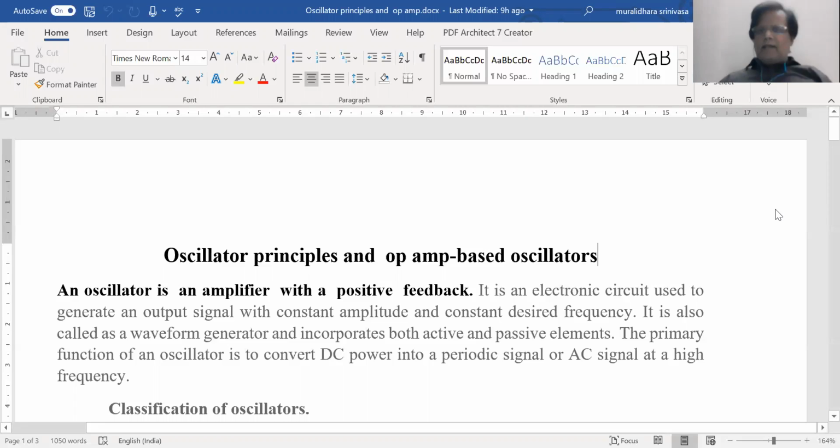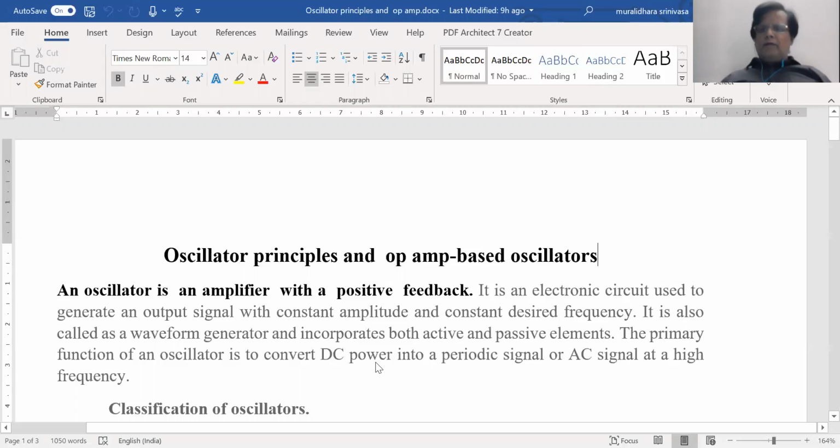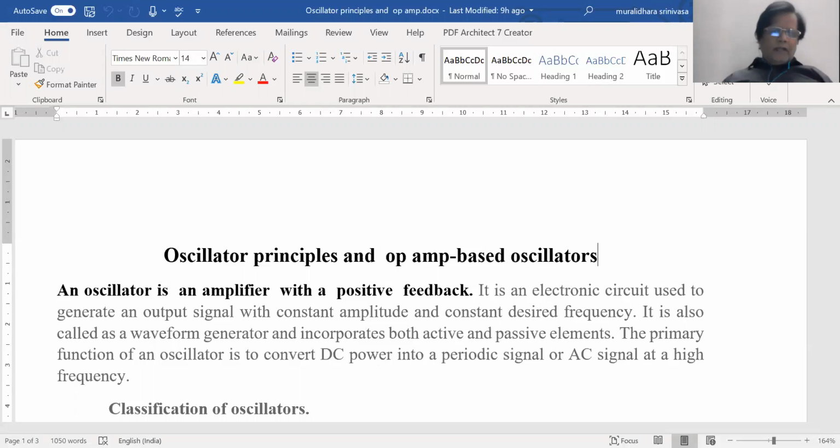So, it's an electronic circuit used to generate an output signal with a constant amplitude and a constant desired frequency. It is also called a waveform generator and incorporates both active and passive elements. The primary function of an oscillator is to convert DC power into a periodic signal or AC signal at a high frequency. So if you want to give a one line definition of an oscillator, you should say an oscillator is an amplifier with a positive feedback.